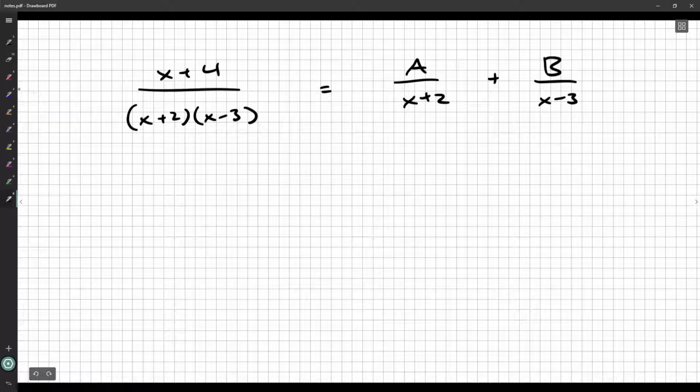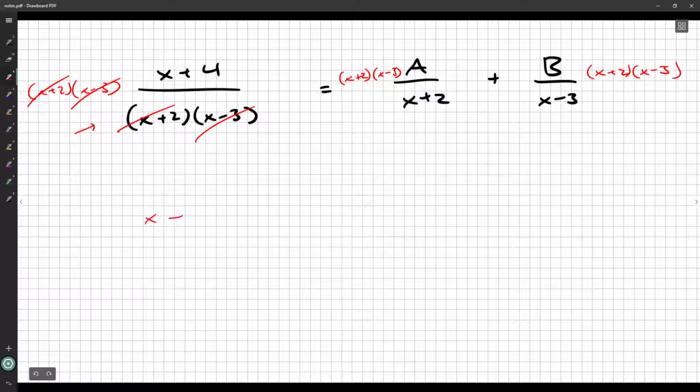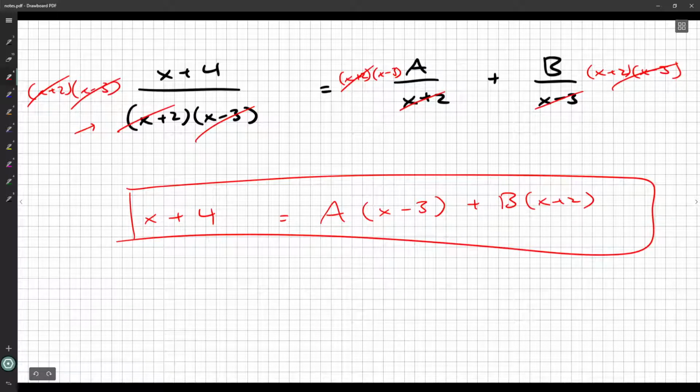And we're going to multiply both sides by the denominator here, x plus 2 times x minus 3. The x minus 3's cancel out, and so do the x plus 2's over here. So we're just left with x plus 4. Just a factor of x plus 2 cancels out here, so we've got A times x minus 3, and then B will be left with just x plus 2. Okay? So now this equation needs to be true for all values of x. So we can rely on that.